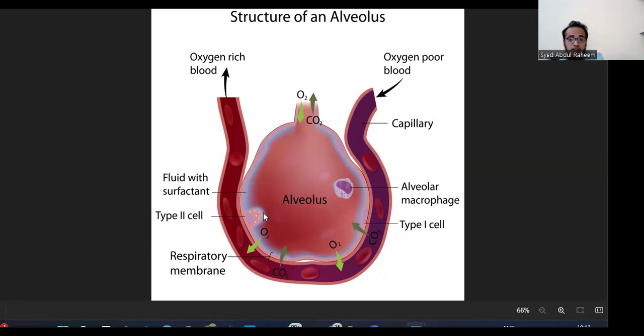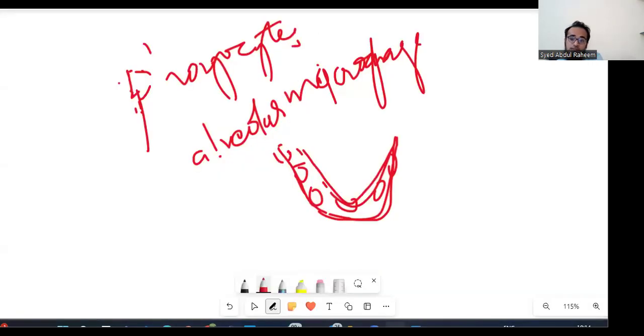Okay, this is the respiratory membrane, fluid, surfactant. We have type 2 cells and alveolar macrophages. You can see that this is the macrophage. It will wander, like a camera, they will work. If any foreign particles occur, they will kill them and digest them. So this is the second defense mechanism. First defense mechanism is we have cilia, and second is alveolar macrophages.